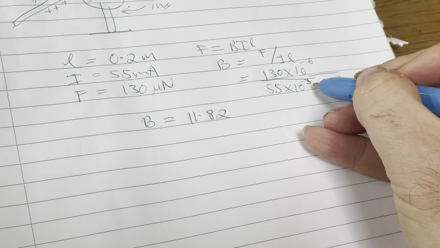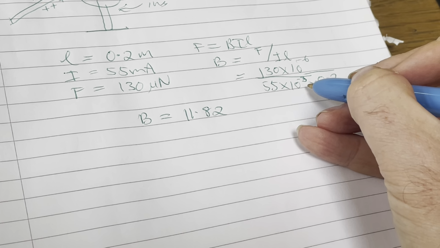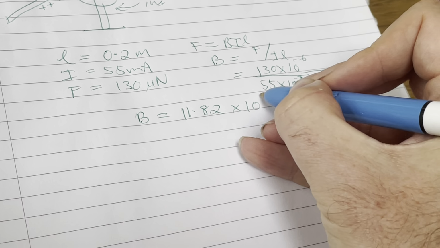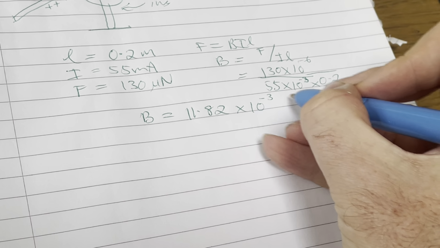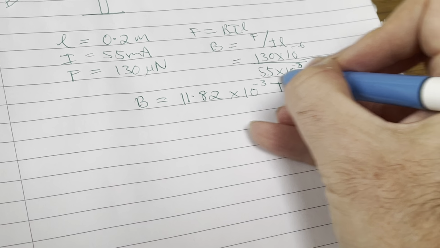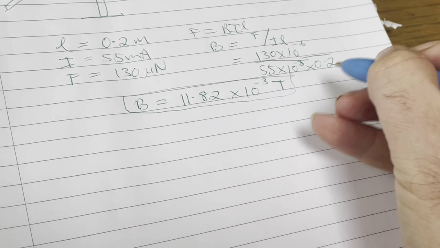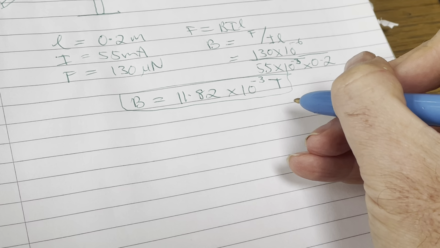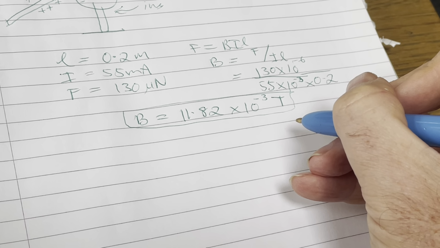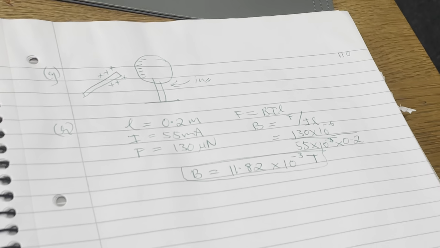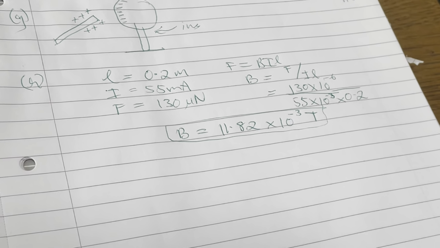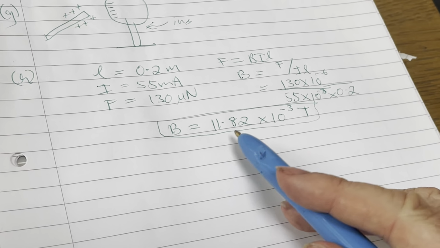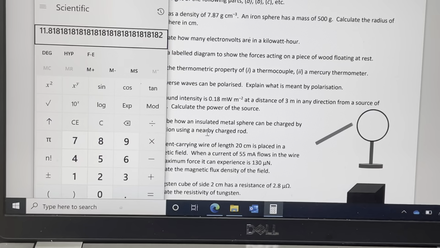And now what's it going to be in terms of its suffix? Well, 10 to the power minus 6 over 10 to the power minus 3. So it's 10 to the power of minus 3 Tesla. So it's important to get the units right. And Tesla now being made by Elon Musk as cool cars in honor of the great Tesla himself. So 11 by 10 to the power minus 3 Teslas there. Okay.